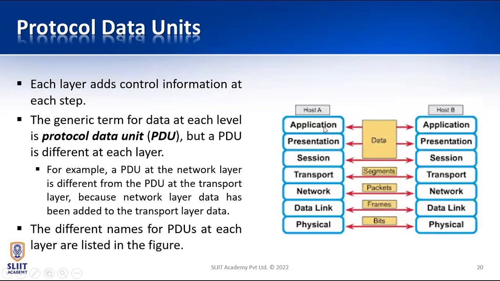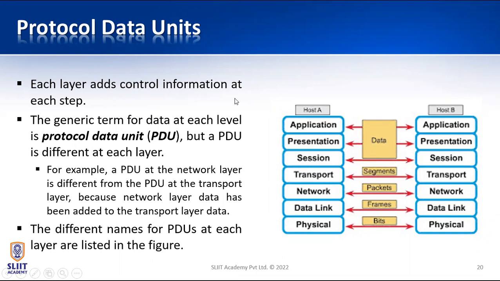This picture shows you how host A and B will be handled. Host A is one of your computers, right? The sender's computer. Inside the sender's computer, you can see all of these 7 layers. And when you add more and more control information into your data portions, we give different names. That's what we call protocol data units.